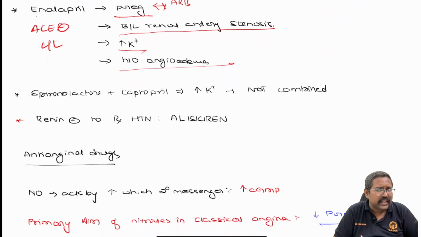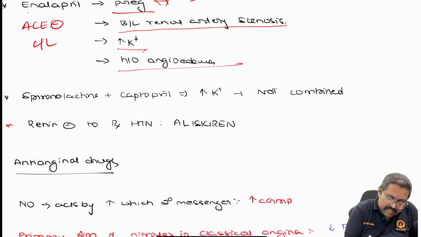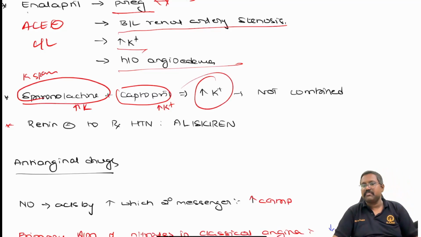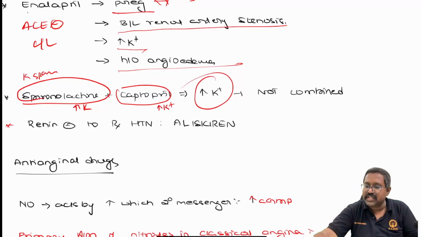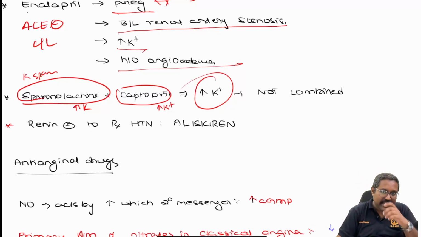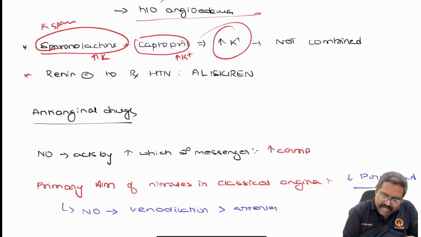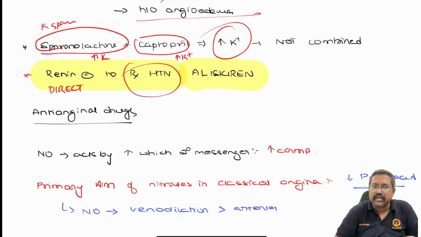Can we give spironolactone and captopril together? As we discussed, captopril is an ACE inhibitor which is going to increase potassium levels. Again, spironolactone is a potassium sparing diuretic, which can increase potassium levels. Increased potassium levels will increase the risk of arrhythmia, so the combination is better avoided. And we have one more very important drug, that is aliskiren. Aliskiren is a direct renin inhibitor which is used for the treatment of hypertension.